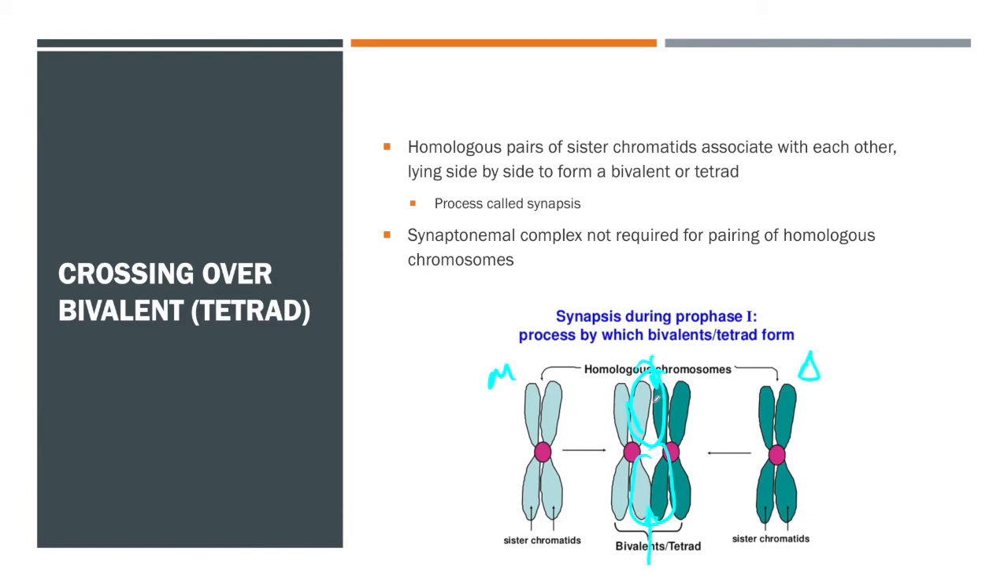And where they start touching is where they're going to swap pieces so that we end up with a combination of the two chromosomes instead of one. So the process is called synapsis, and the actual structure that's formed that creates the bivalent is known as a synaptonemal complex. Now, this crossing over event contributes to genetic diversity.